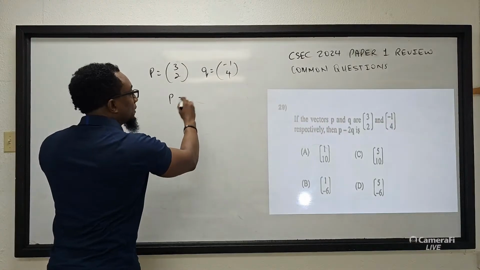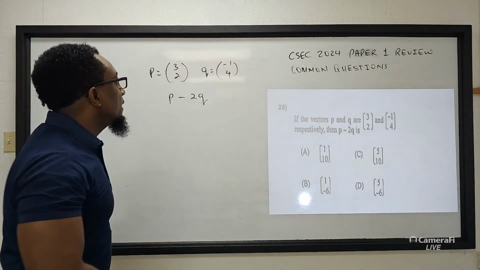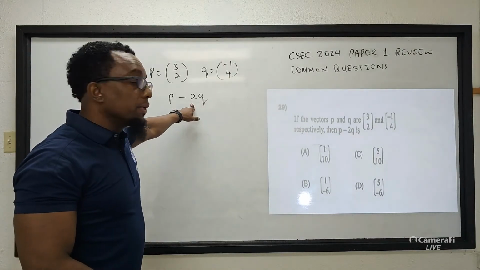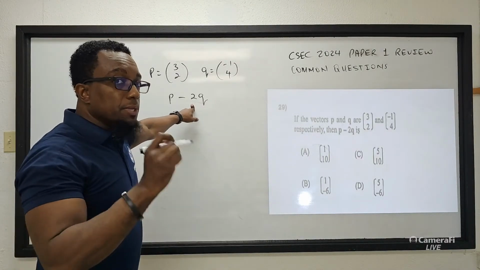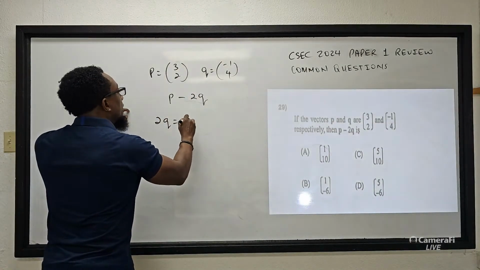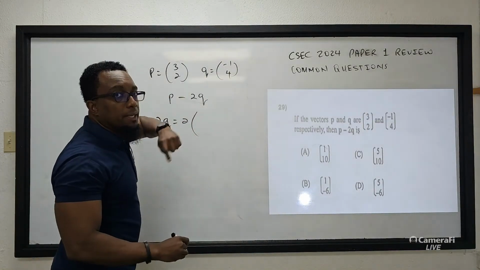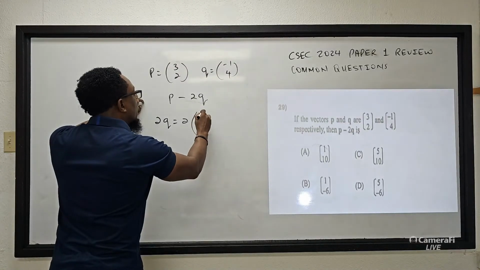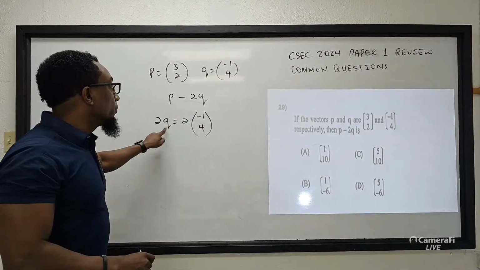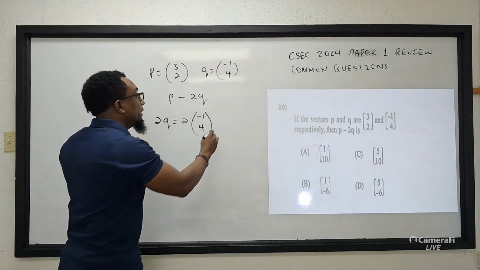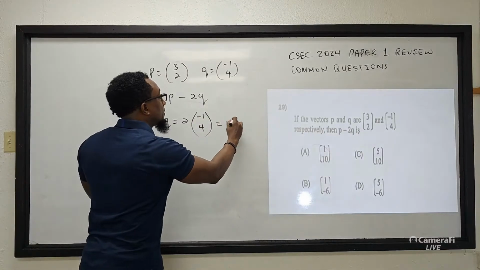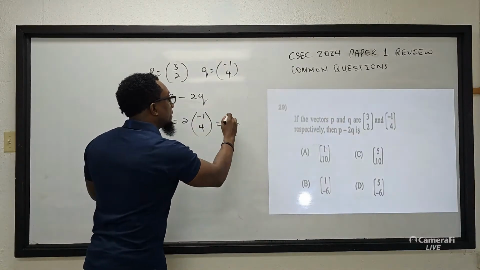Alright, so you have to be very careful here. What we're going to do is work out 2Q, and then we're going to obtain the result for P subtract 2Q. So let's work out 2Q first. 2Q is 2 times the column vector negative 1, 4. We're going to multiply 2 by each of the elements within this column vector. 2 by negative 1 is negative 2, 2 by 4 is 8.